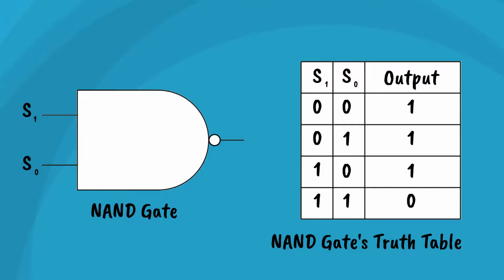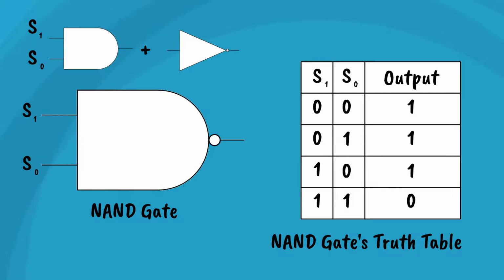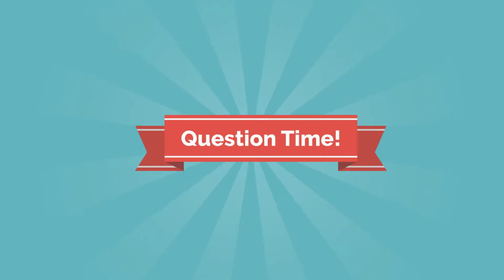The NAND gate is simply an AND gate whose output is connected to a NOT gate. So in essence, the NAND gate's truth table is simply an inversion of the AND gate's truth table.